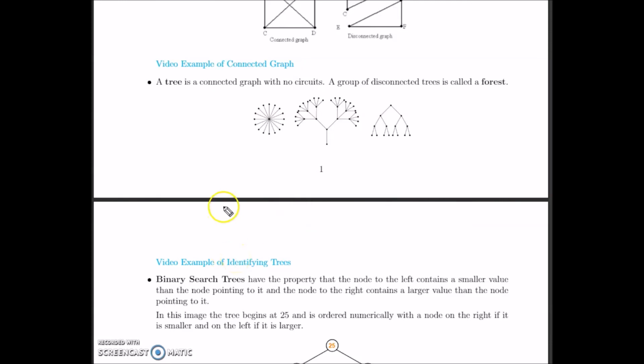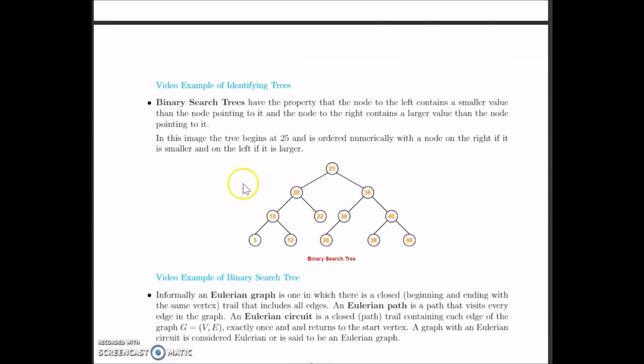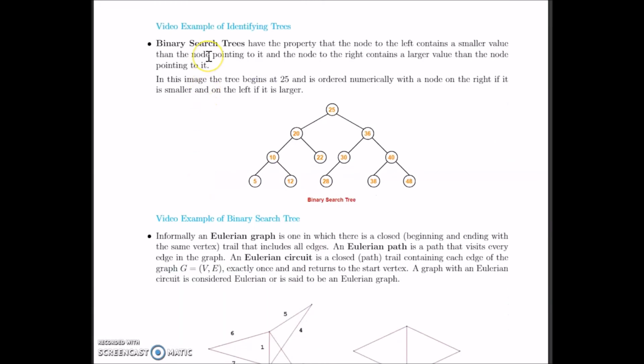Trees are really useful because we have this idea of a binary search tree. A binary search tree has the property that nodes to the left contain smaller values than nodes to the right. Nodes to the right contain higher values, and larger and smaller could mean numerically larger, as in this example. I have 25, and to the left I have things that are smaller, 20. To the left I have 10, to the left I have 5.